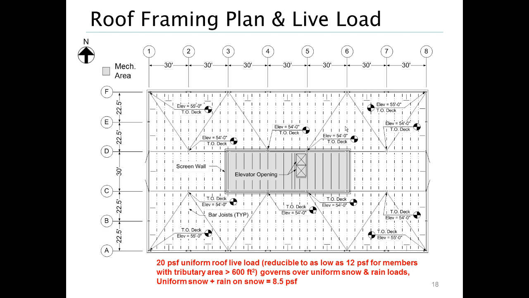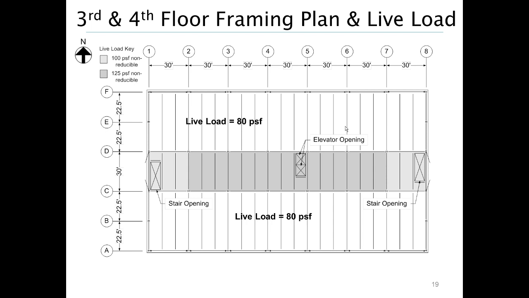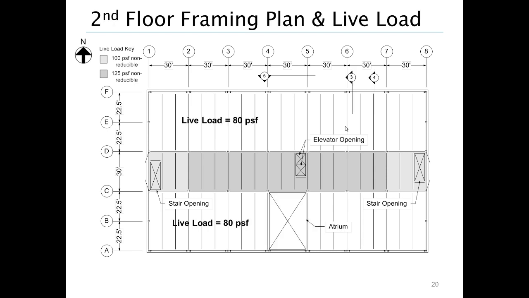And moving into the floor plans, we're taking 80 pounds per square foot in office area, that's the white areas here of the floor plan. In the middle of the building, we're going to use 125 pounds per square foot non-reducible live load. That was with the intent that maybe that's storage, files, things of that sort. 100 pounds per square foot non-reducible toward the ends of the building between column lines 1 and 2 and 7 and 8, at the bay containing stair openings. Second floor plan is pretty much the same, except we have an atrium between column lines 4 and 5 and A and C.